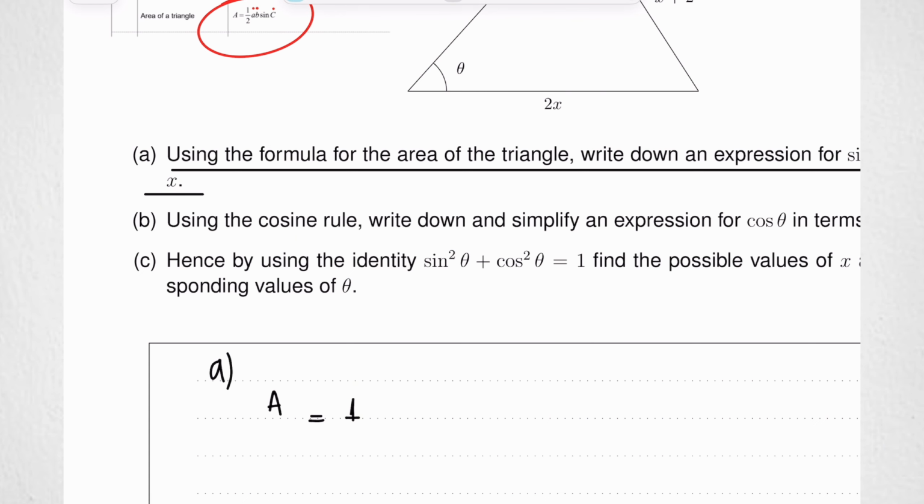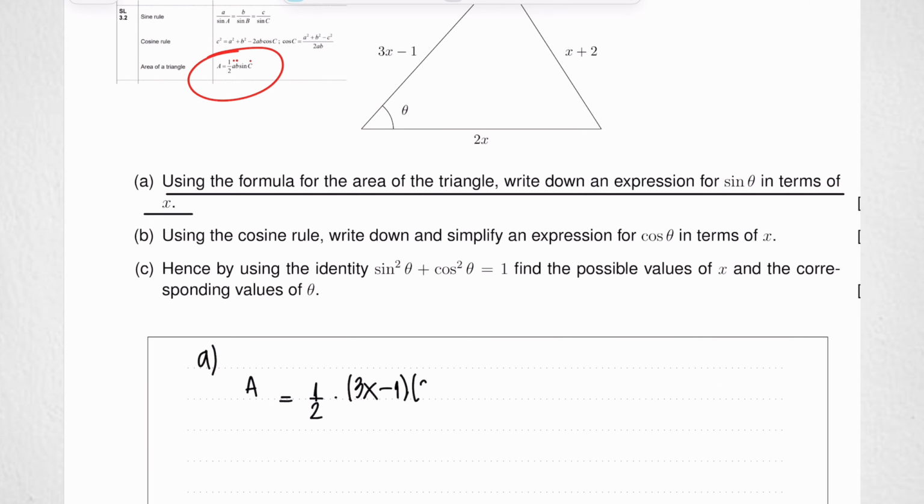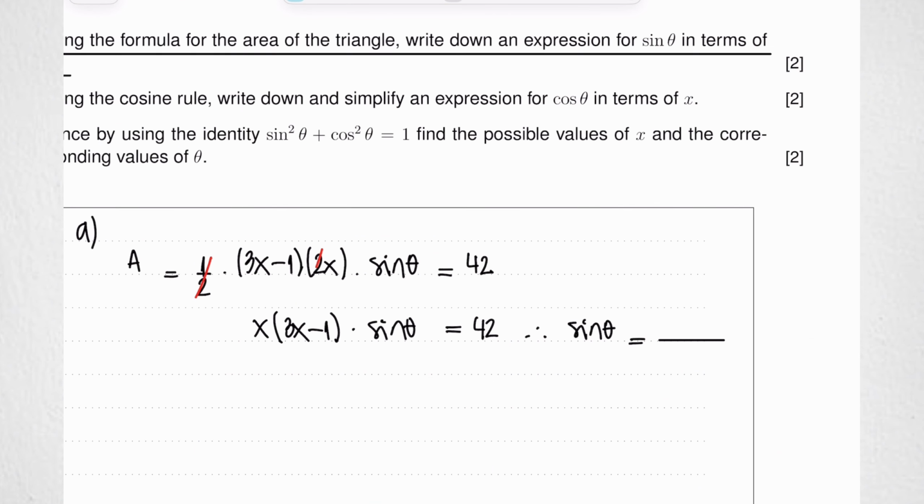So the area is 1/2 times (3x minus 1) times 2x times sine of theta, which is equal to 42. We know that the area is 42. We can simplify the 2s. And given that on the left-hand side, we have x times (3x minus 1) times sine theta, and on the right-hand side, we have 42. Therefore, we can write sine of theta as 42 over x(3x minus 1).